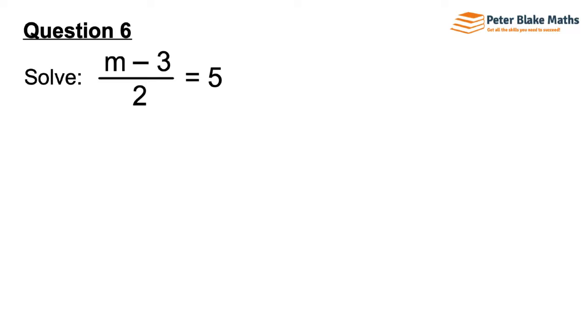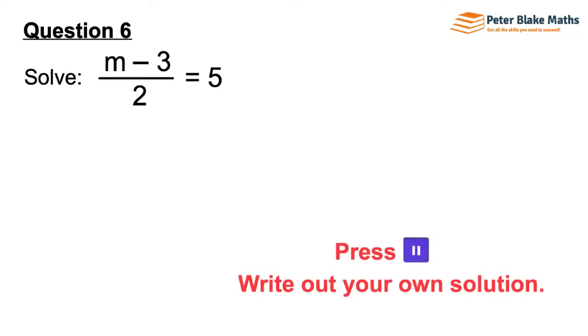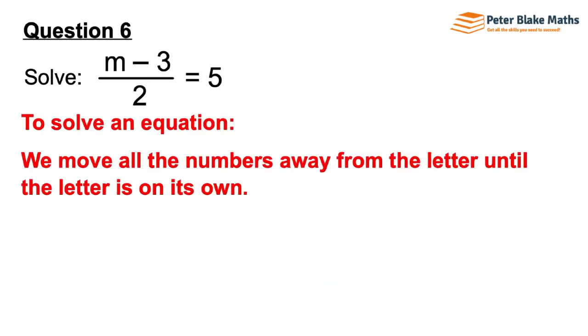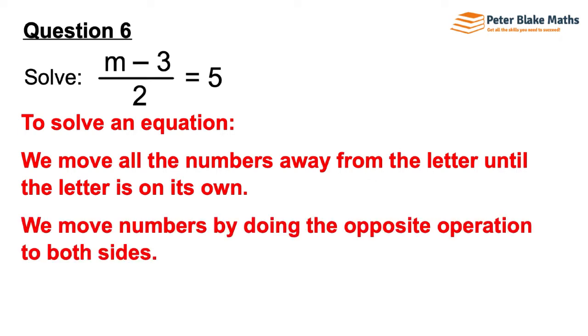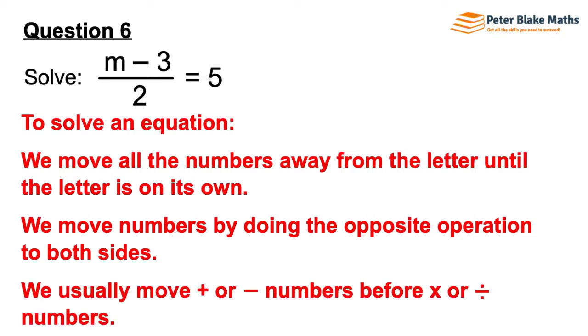Question 6. Solve m minus 3 all over 2 equals 5. So to solve, we want to move all the numbers away from the letter until the letter's on its own. Now we move numbers by doing the opposite operation to both sides. We usually move plus or minus numbers before multiply or divide numbers.